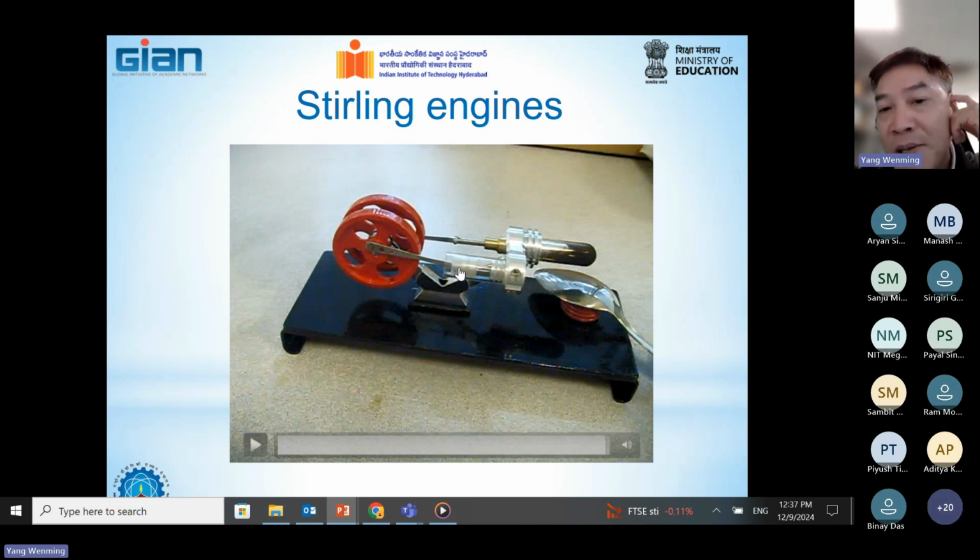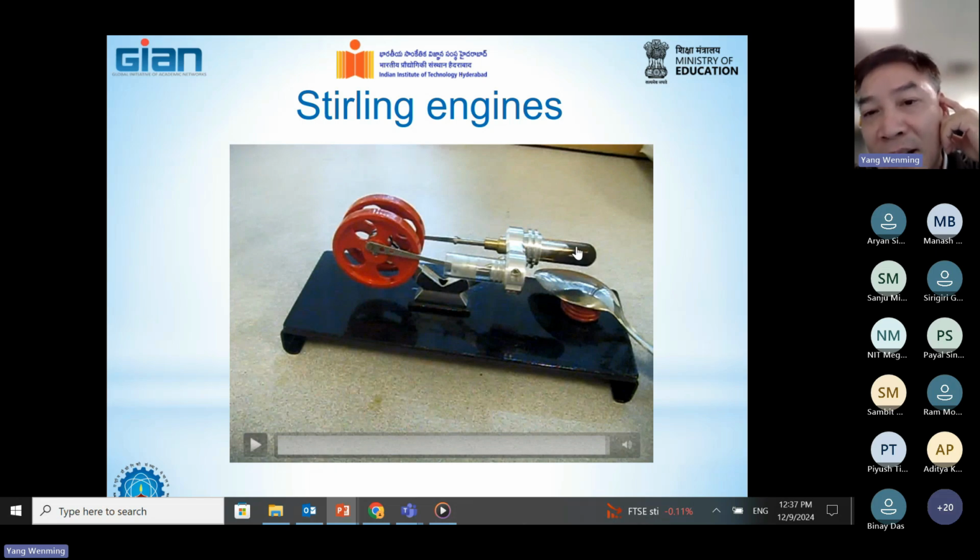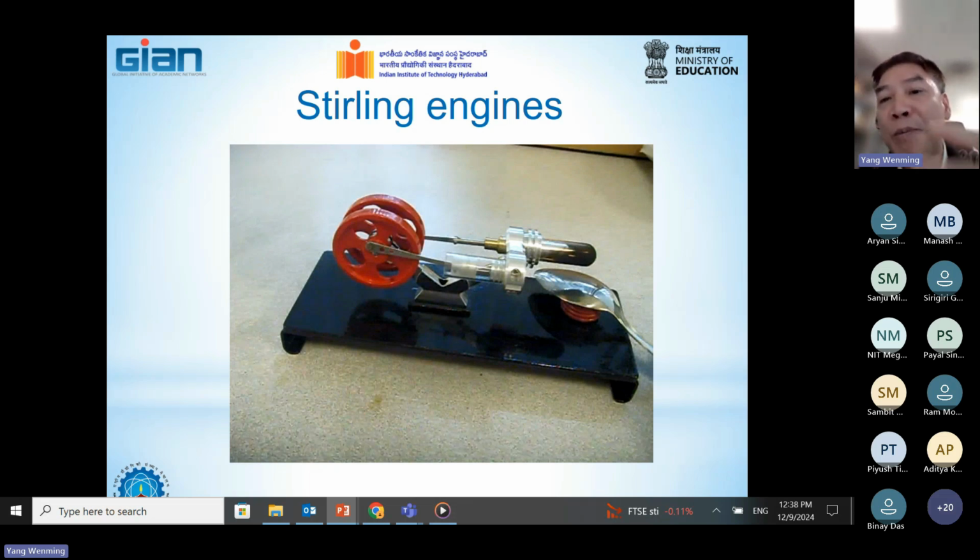After the expansion process, as we know, both the pressure and temperature will drop, correct? Then the piston will move back and push the lower pressure, lower temperature gas back to the heating cylinder, and it heats up again. So this process repeats. Okay, so this is how the Stirling engine works.